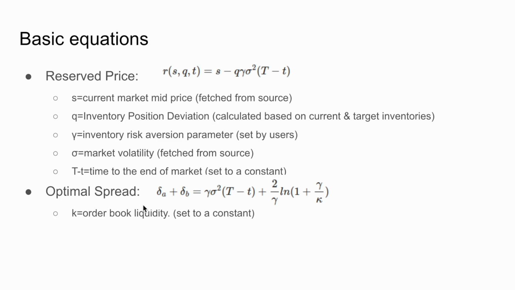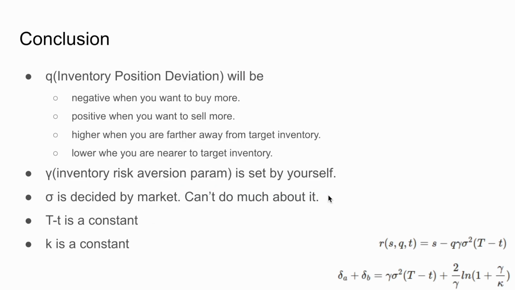For the optimal spread, there is only one new variable, which is kappa, denoted by k here. This is the order book liquidity, and this is also set to be a constant. The conclusion is that Q, the inventory position deviation, will be negative if you want to buy more, and positive when you want to sell more; higher when you are farther away from the target inventory, lower when you are near the target inventory. Gamma is set by yourself, sigma is decided by the market so we can't do much about it, T minus t is a constant, and k is also a constant. So, yep, let's run it.